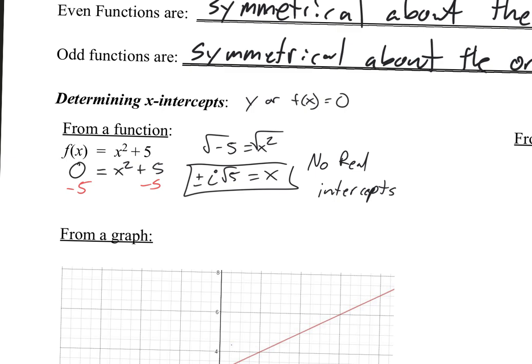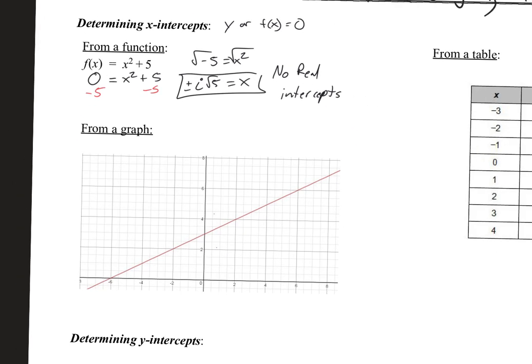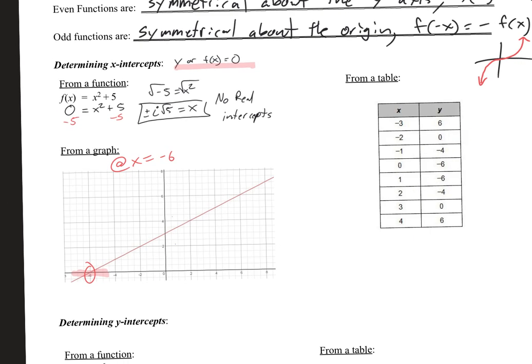Okay. What about from a graph? Again, it's just all about when the y equals 0, right? Well, here's where y is 0, and so we can tell from this graph that we have an x-intercept at x equals -6. Okay, what about from a table? Well, in a table, again, we're just looking to see when is the y 0. And we have the y equals 0 here, and the y equals 0 here. And so therefore we must have x-intercepts at x equals -2 and 3.